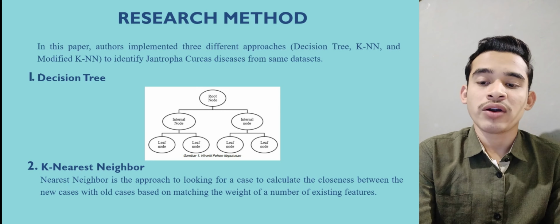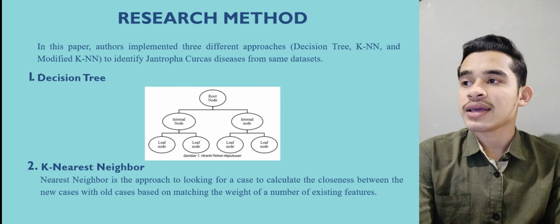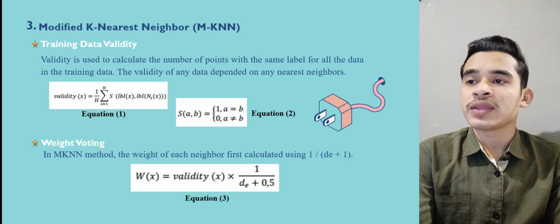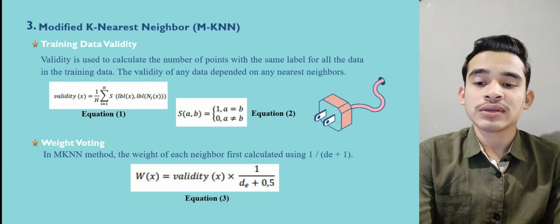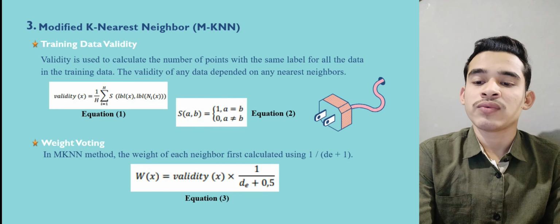4. Classify the reading into a class based on the previous step, based on the class that most appears among the K nearest neighbors. Next, 3. Modified K-Nearest Neighbor, MKNN. To implement MKNN, we make sure of the validity of the training data first before calculating the weight voting.